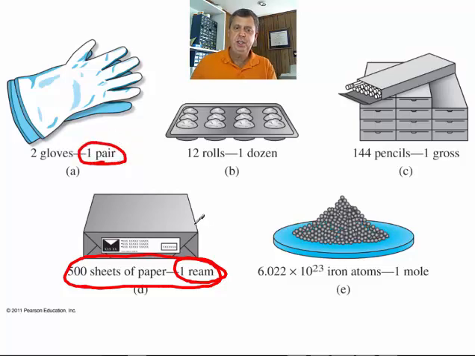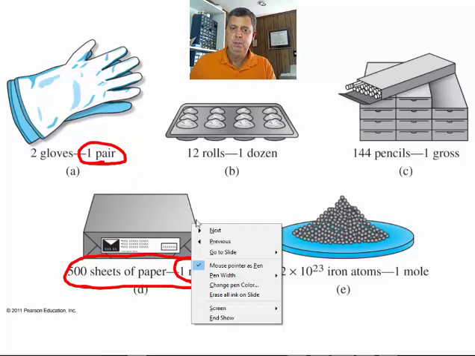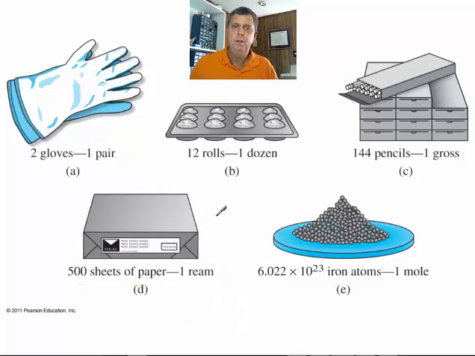So that's what it should state to be proper. 12 rolls isn't a dozen. 12 rolls is a dozen rolls. I know that sounds nitpicking, but this is what makes moles a lot easier for you if you understand what the units mean. Saying 144 pencils is a gross, again, is incorrect.